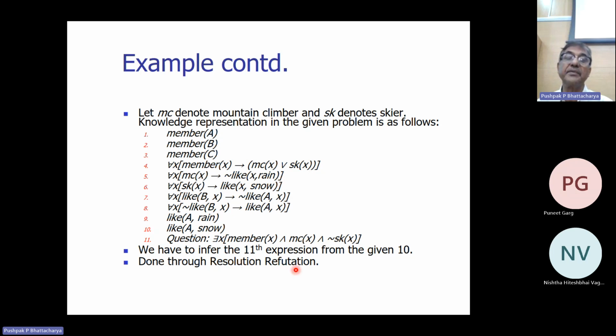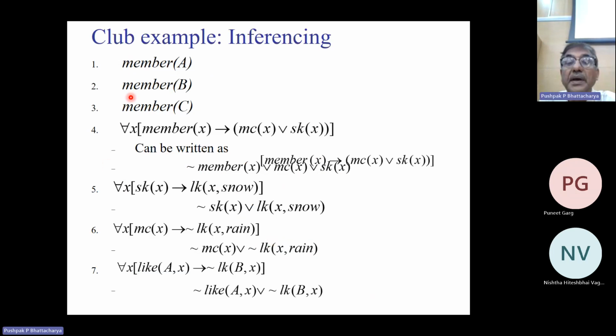As the name resolution refutation suggests, the proof is by refutation or contradiction. You assume that there is nobody who is a member of the club and meets the description that somebody is a mountain climber and not a skier. So in resolution refutation, what we do is negate the formula to be proved. Now we clean up the predicate calculus expressions.